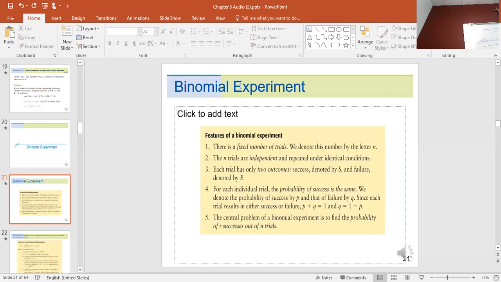Because the trials are independent, this will be the probability of failure, 1, 2, 3, 4, which is 1 over 3. So 2 over 3 is failure. Success is 1 over 3. Failure is 2 over 3. So we can find that one.